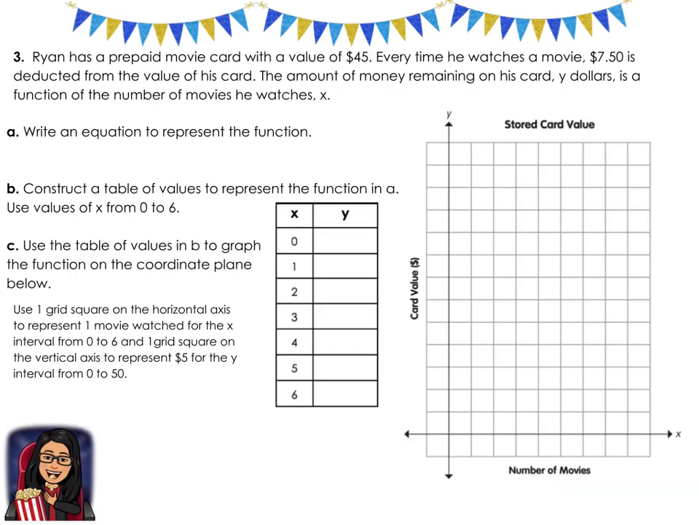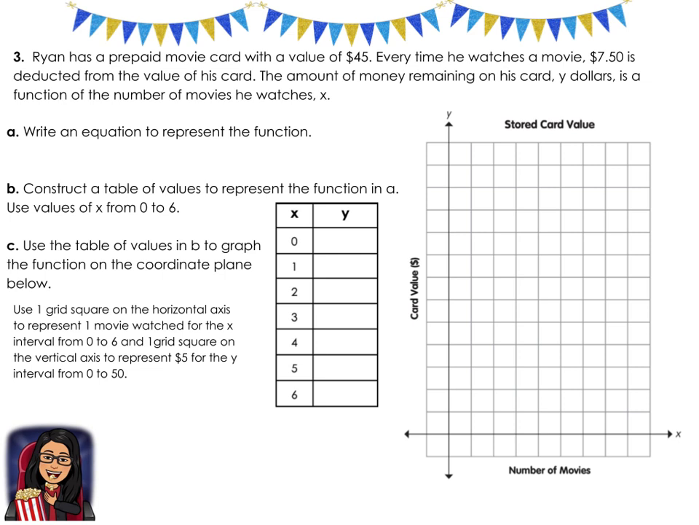Okay, number 3. Ryan has a prepaid movie card with a value of $45. So that is your total. Every time he watches a movie, $7.50 is deducted from the value of his card. The amount of money remaining on his card, Y dollars, is a function of the number of movies he watches, X. So the number of movies he watches is represented by X.